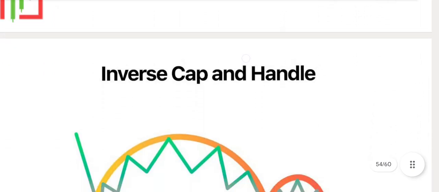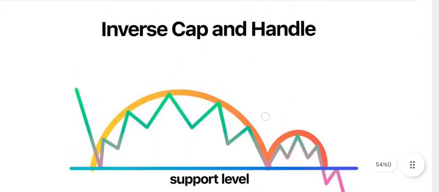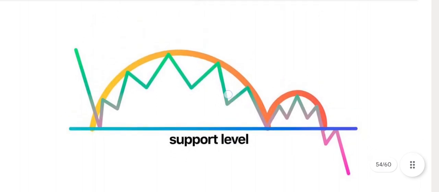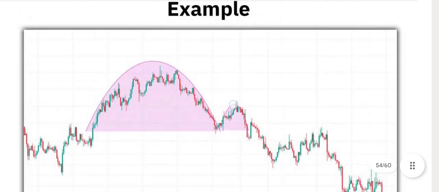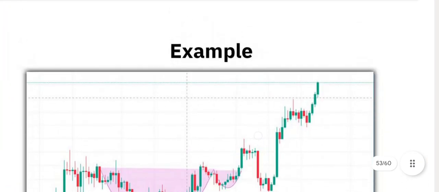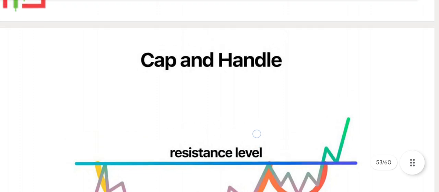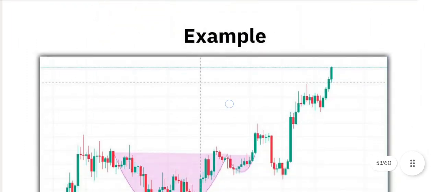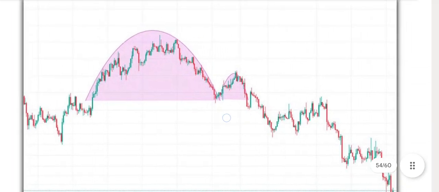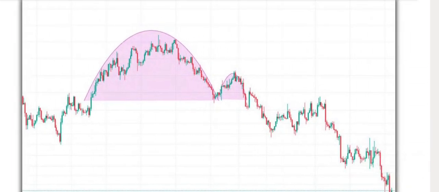Inverse cup and handle. Here we have the inverse cup and handle, which is the inverse of what we have said in our previous video on the cup and handle. Now this is an inverse of what we have just said. All right, just there you can see. You can pause the video, observe, and take a good look at that.